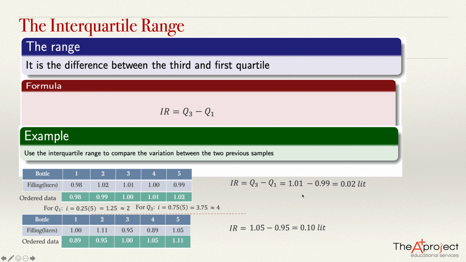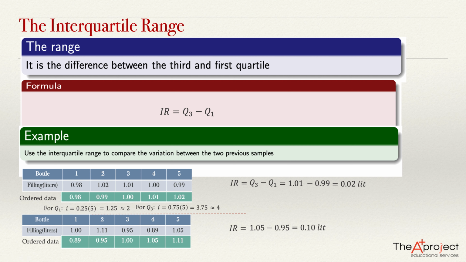Again, here we notice that the interquartile range helped me to compare the dispersion. This dispersion is smaller, it's just 0.02. This dispersion is 0.10, it's bigger. So this gives me an idea how to use an interquartile range to describe the data set. So the data set here, the dispersion is smaller.